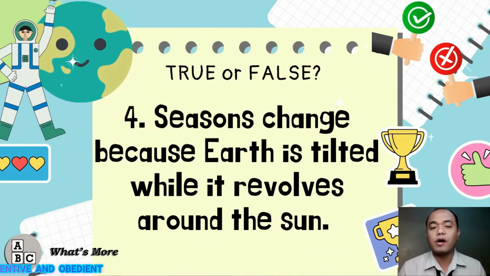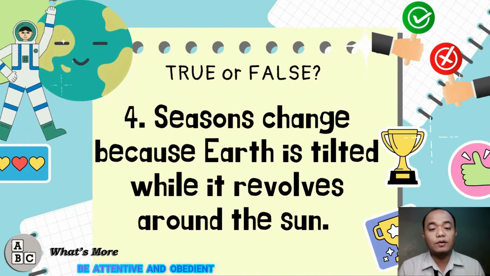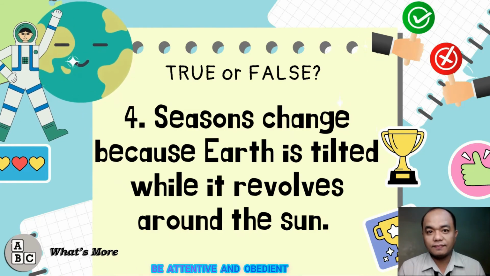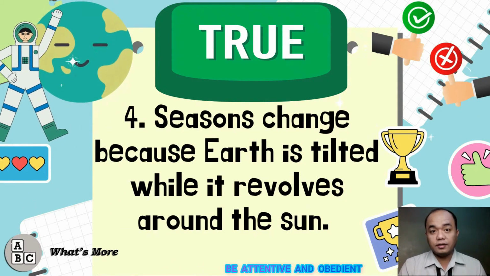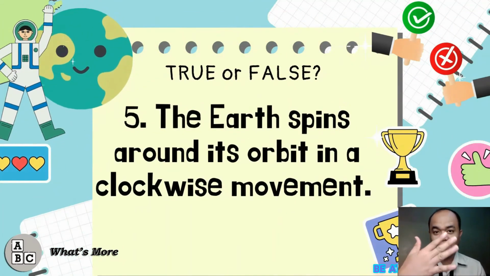Number 4. True or false? Seasons change because Earth is tilted while it revolves around the sun. Is it true or false? Yes, aside from the Earth's revolution, the tilting of the Earth's axis is also one of the reasons why there is change of seasons. Number 5.